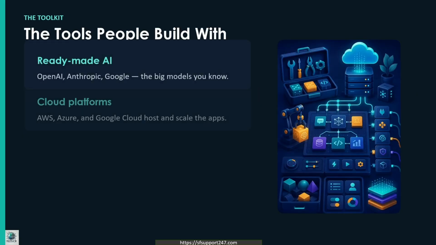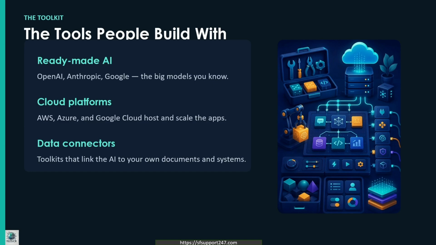The tools people build with OpenAI, Anthropic, Google, cloud platforms such as AWS, Azure, and Google, data centers, toolkits that link the AI, and no code builders, simple builders that need no coding at all. So there are some applications such as Lovable. You can just write a prompt and automatically the application will be built. Microsoft also has Microsoft Power Platform, where you can just enter your prompt and it can create the application. So there are a lot of tools that are built using this AI, and using the prompt we can create these AI based applications.